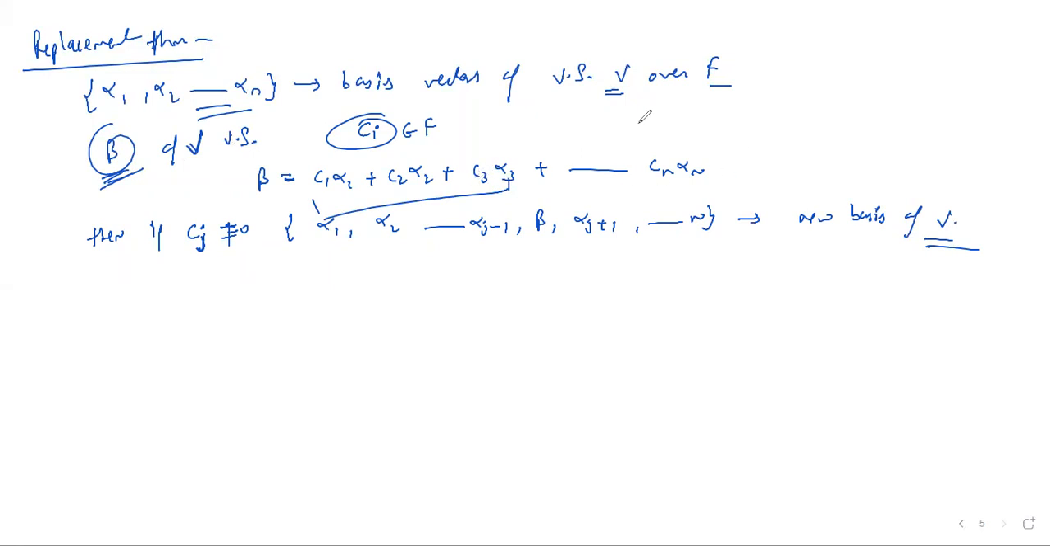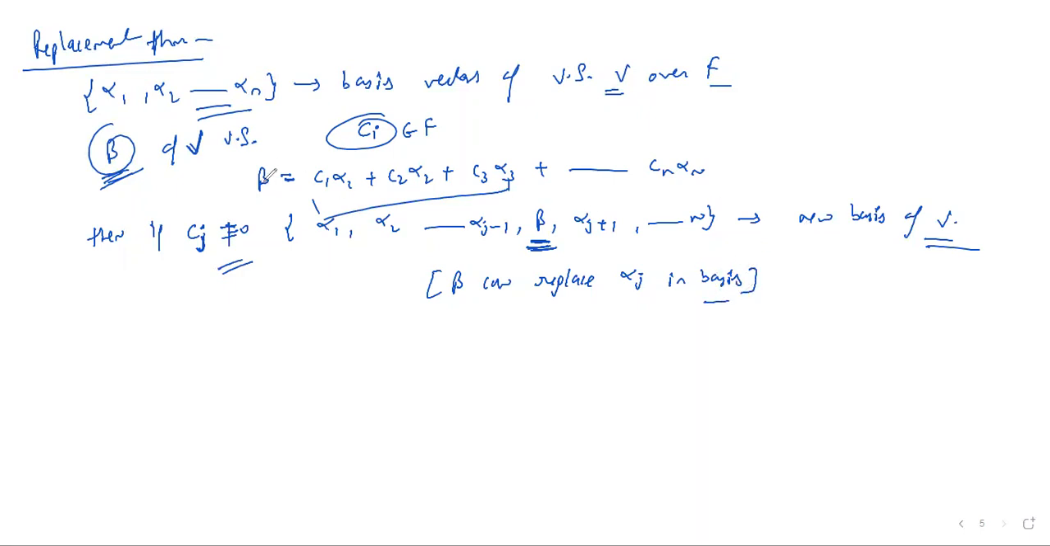Okay, and if in this linear combination there exists a scalar which is not equal to 0, then this vector beta can replace alpha j. Here I have replaced the vector alpha j. Here beta can replace alpha j in the basis. So this is the replacement theorem.